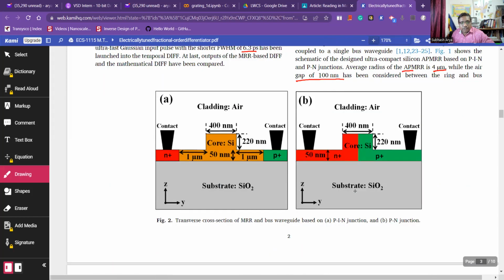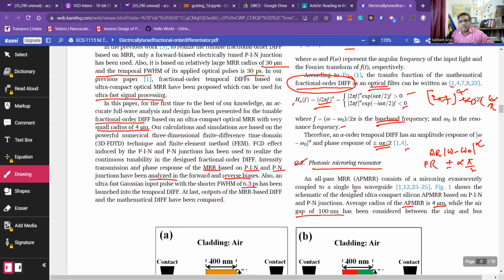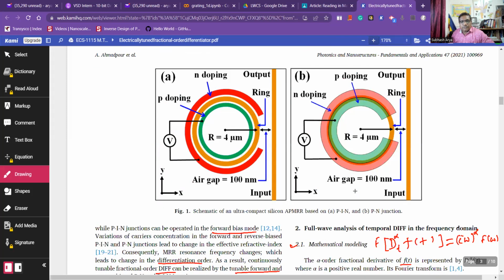Okay, so let us see figure 1. Schematic of an ultra-compact silicon all-pass micro-ring resonator based on a PIN and PN. So figure 1 is a PIN. You can see here radius R is from the center to this. This is the actual ring R, and the gap between this ring and the waveguide is here 100 nanometer.